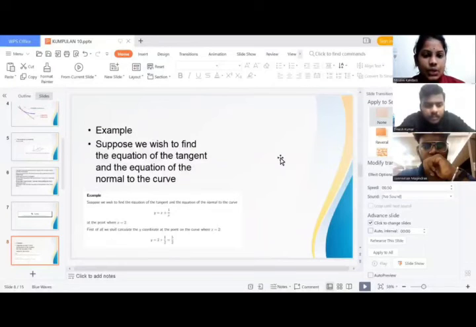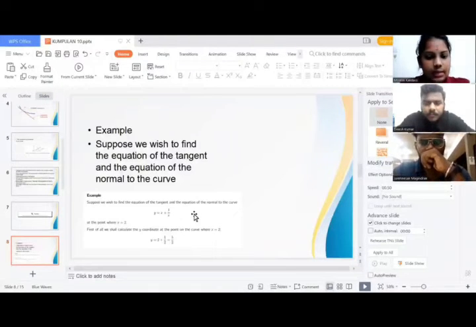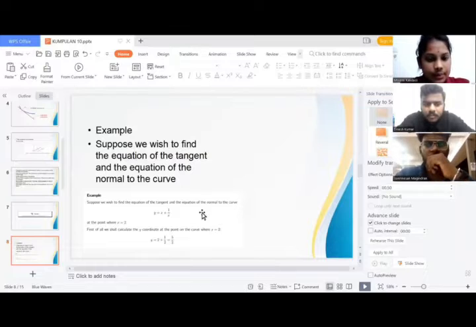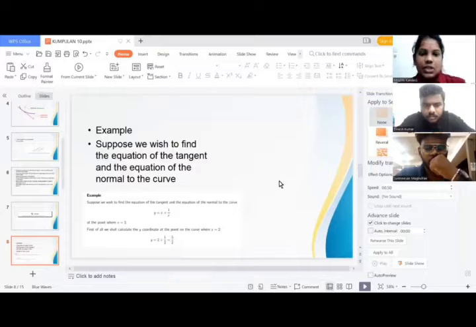Example: suppose we wish to find the equation of the tangent and the equation of the normal to the curve y equals x plus 1 over x, at the point where x equals 2. First of all, we should calculate the y coordinate at the point on the curve where x equals 2. So y equals 2 plus 1 over 2, which equals 5 over 2.